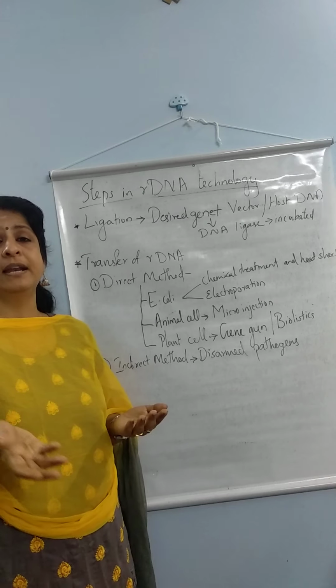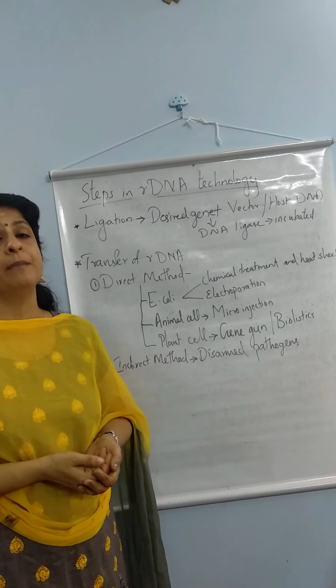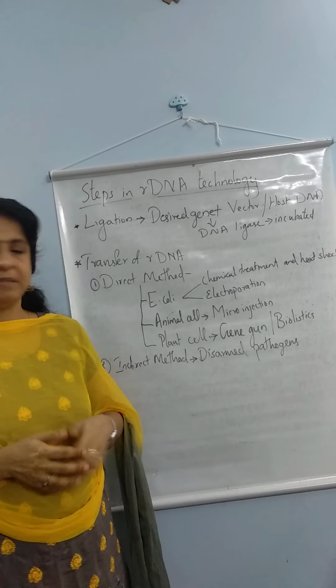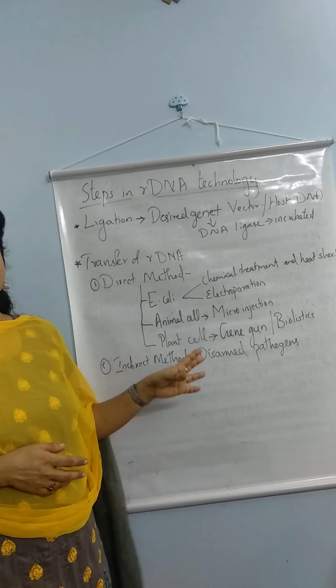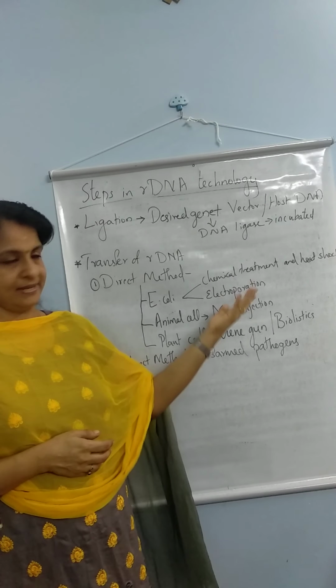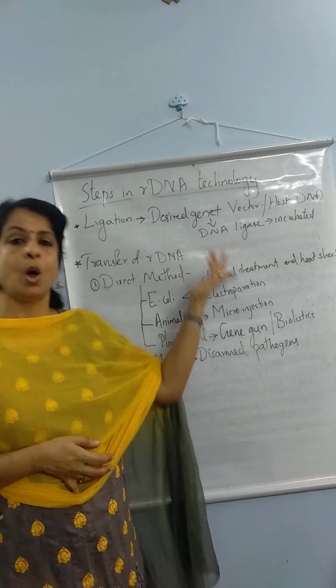By indirect method in bacteria, bacteriophages can be used. Okay, so that is the indirect method. So these are the ways by which the rDNA is transferred to the vector or directly to the host organism.